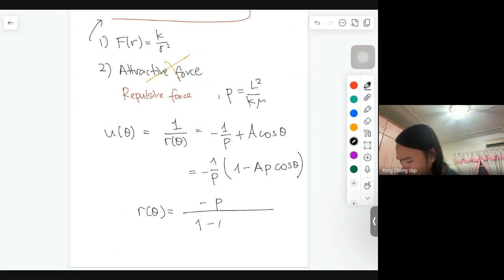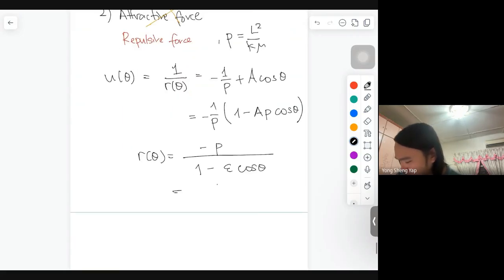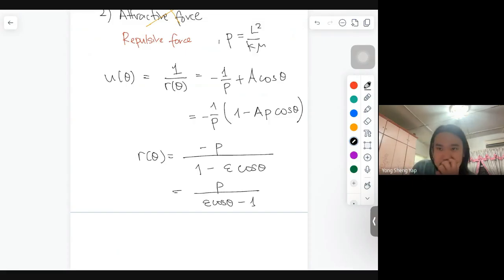1 minus, let's just call this epsilon cosine of theta, is equal to P cosine theta. Okay, just let me check. I think I did something wrong. I hope I didn't. Yeah, I think this is correct. Okay, cool.